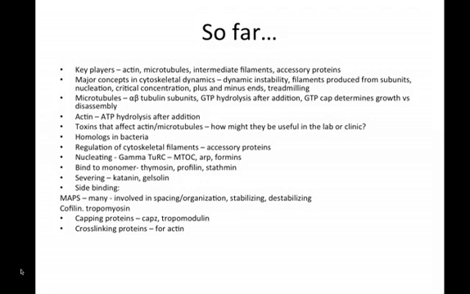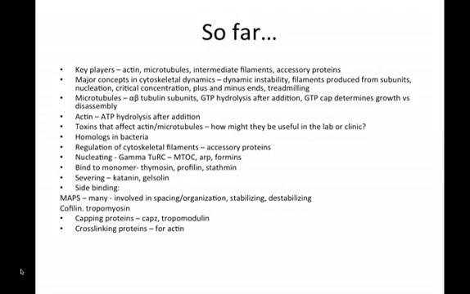Okay, so we talked about all the key players and the major concepts, and then we started going through all the different accessory proteins, which is kind of what we're finishing at this point. There were the nucleating proteins, proteins that bind to monomer, proteins that sever, side-binding proteins. Some are MAPs, meaning they're associated with microtubules, and they might bind along the side or at the ends, but may have many different functions. So just categorize them based on them being involved in spacing and organization, whether they're stabilizing, or whether they're destabilizing.